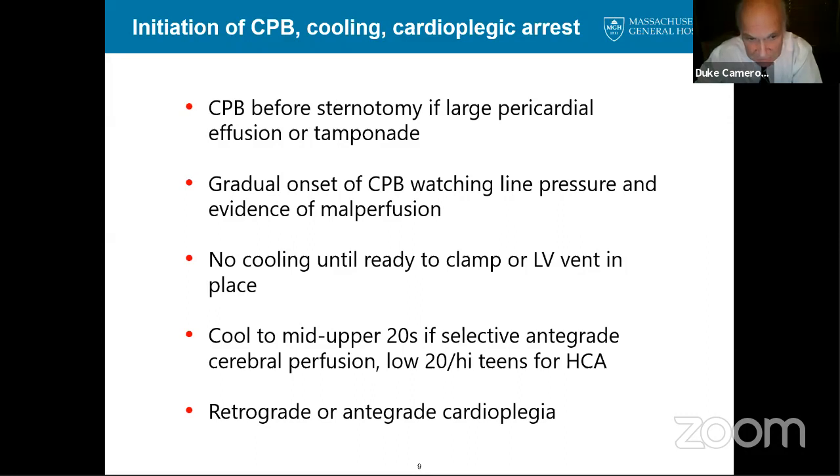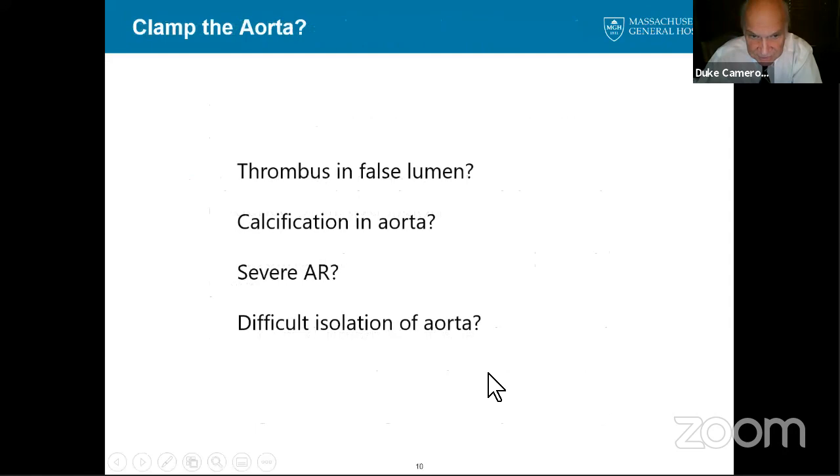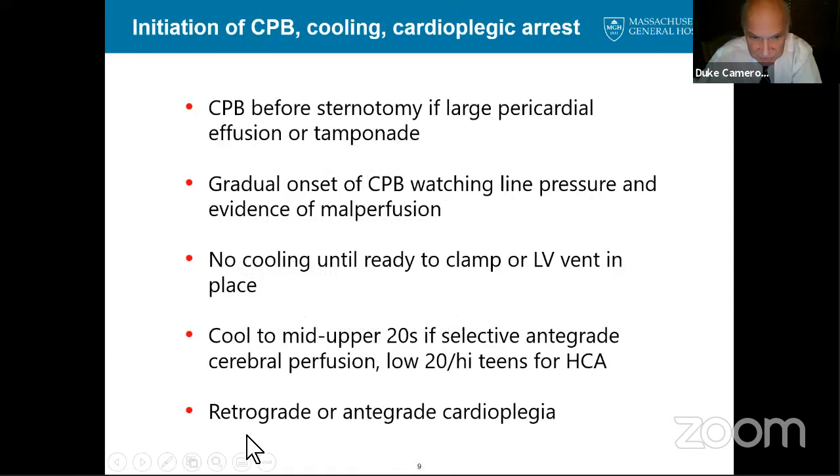The degree of cooling is surgeon's choice, but I think most would still cool to the mid-20s or upper 20s if you're going to use selective antegrade cerebral perfusion. But if you're going for hypothermic circulatory arrest to deal with the distal end of the graft or the arch, then it's probably better to be colder. Now, retrograde or antegrade, that's controversial too. I'm actually not even a big fan of retrograde. I'm in the minority, but remember how often the right coronary is compromised a little bit in dissections, and that will be a problem for both antegrade or retrograde.